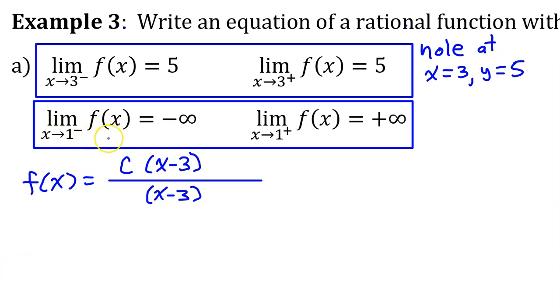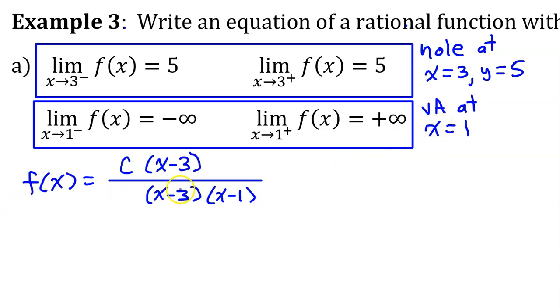Now focus on the fact that the limit as x approaches 1 from the left and the limit as x approaches 1 from the right is some kind of infinity in both cases. That means we have a vertical asymptote at x equals 1. We know that a vertical asymptote comes from a factor in the denominator that does not cancel out. So we must have a factor of x minus 1 in the denominator, so we get this vertical asymptote.